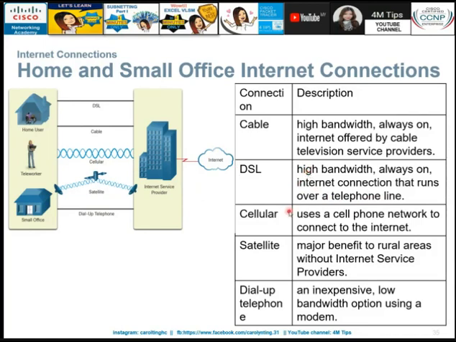Cellular is the one like your mobile handphone. Your mobile phone is cellular, using the cell phone networks to connect to the internet. Or you have satellite. When you turn on Google Maps, you are connecting to a satellite. Satellite is a major benefit to rural areas, where without an ISP, at least you are able to access. Then we have dial-up telephone, an inexpensive, low bandwidth option using a modem. You just use a modem to access it.